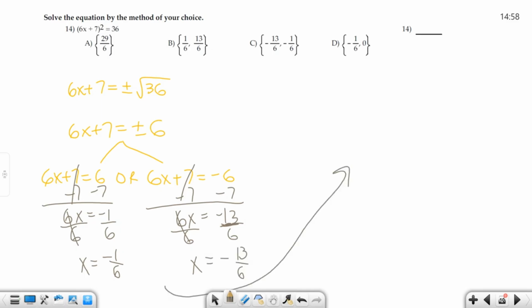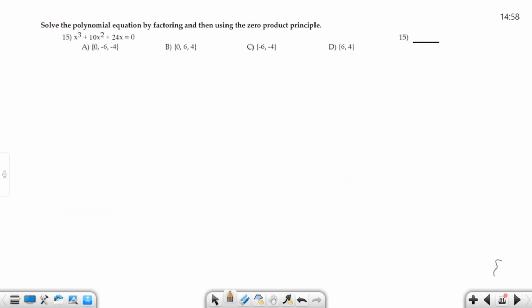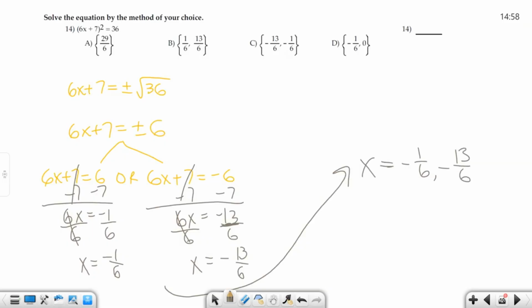So when we take this over here to write it down, we get x is equal to negative 1/6, or negative 13/6. So do you see those answers up here somewhere? That looks like it is C. So 14 is C indeed.